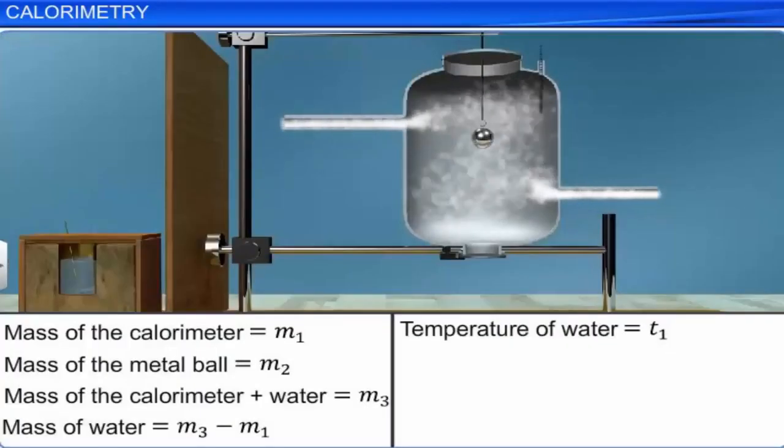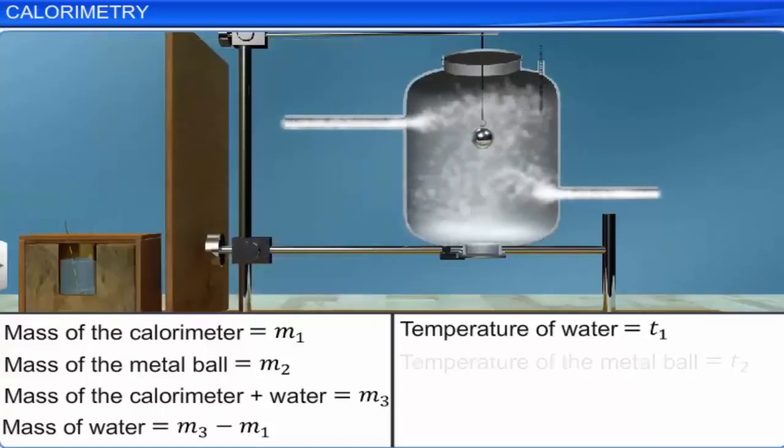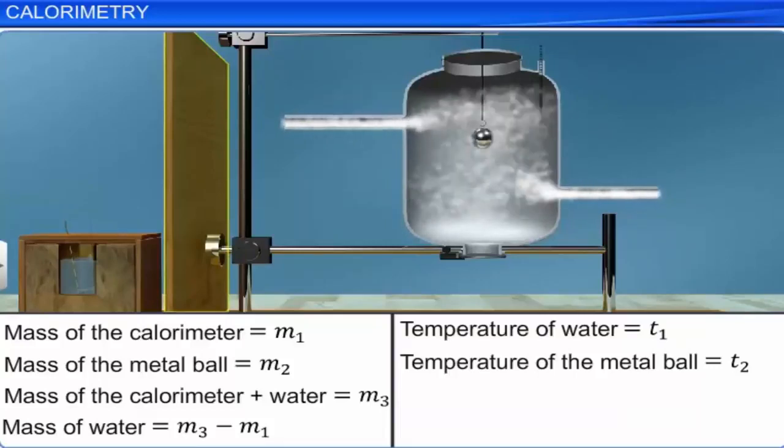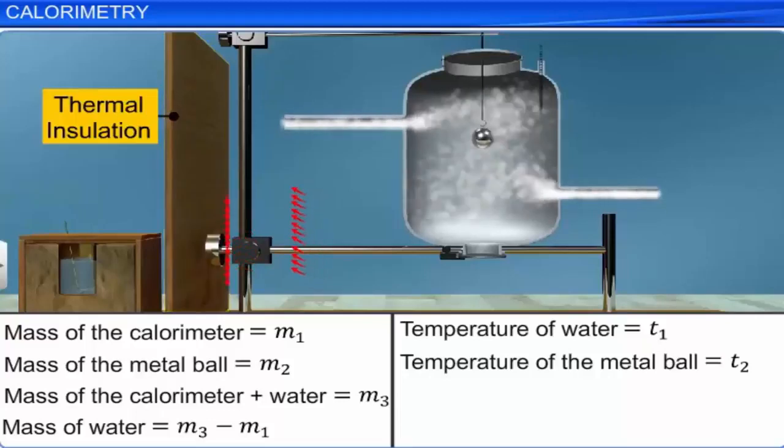Now, heat the metal ball in the steam chamber of the Reynolds apparatus till the thermometer in the apparatus shows a steady reading for a few minutes. And let the temperature of the metal ball be T2. The wooden partition separating the steam chamber and the calorimeter provides thermal insulation to the calorimeter from the chamber, so that there is no transfer of heat from the chamber to the calorimeter.